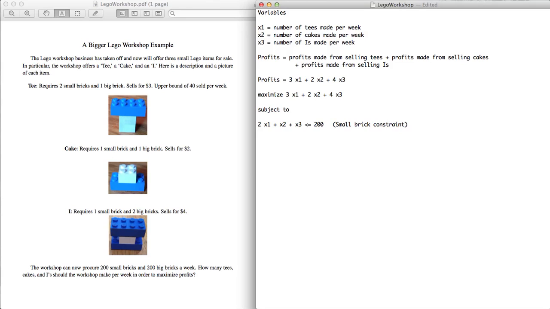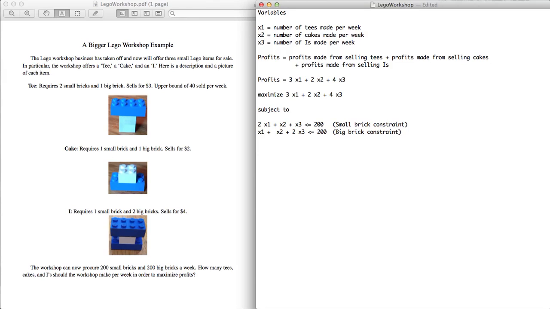And then we also have big bricks. Big bricks are another scarce resource. So we're going to write another function, basically how many big bricks are used per week in terms of our decisions. So the number of big bricks used per week for a tea is simply x1. The number of big bricks used per week for purposes of making cakes is x2. And the number of big bricks per week used for purposes of making eyes is 2 times x3. And those are going to be less than or equal to 200. And then this is our big brick constraint.